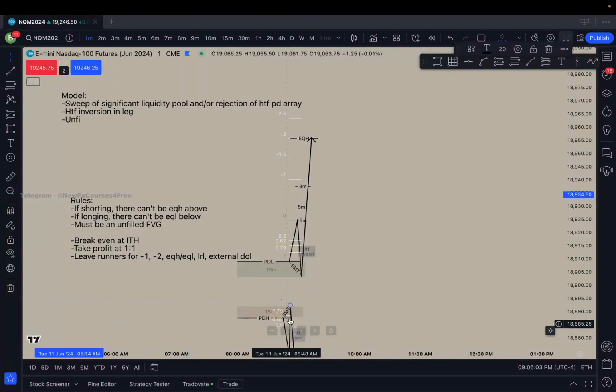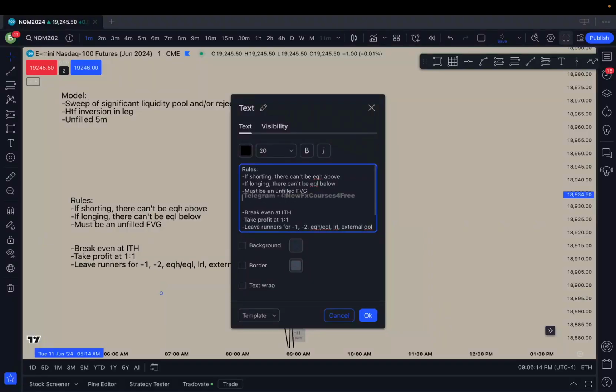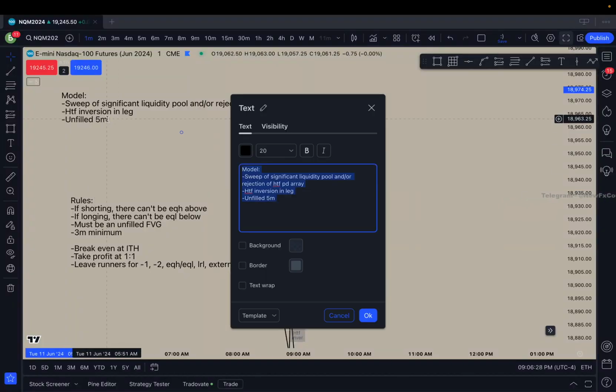This must be an unfilled fair value gap. It can't have been traded to already. It's 5 minute, 3 minute as a minimum, 3 minute is the lowest. But you'll often see you'll get the best risk and will take trades most of the time with an unfilled 15 minute, because this is the best risk. You're not going to get that good of a risk with a 3 minute or a 5 minute. It's usually going to be 1-to-1. With unfilled 15 minutes and hourlies, you're going to have a much higher risk reward and a much better trade.